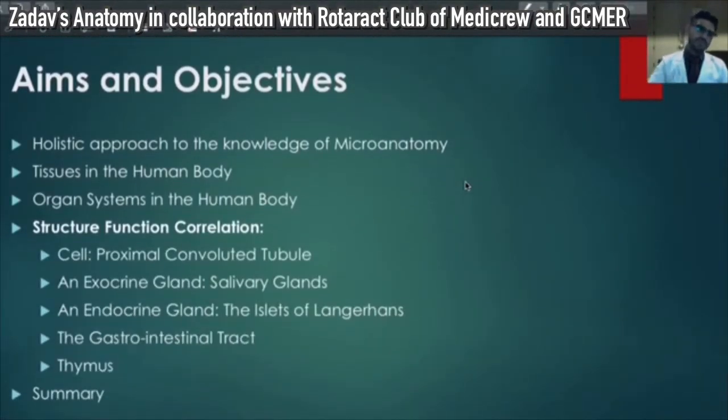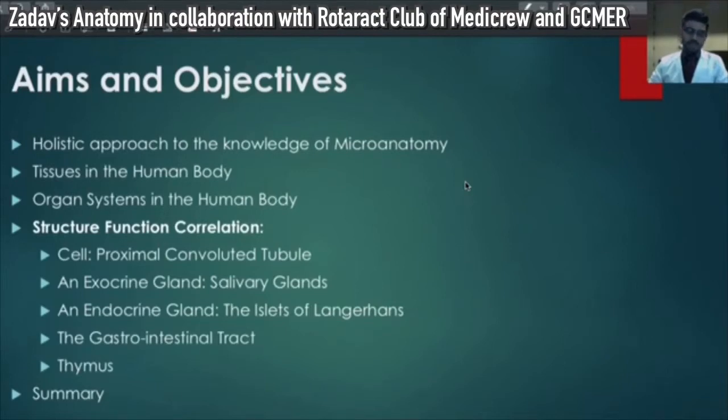The aims and objectives today are, we're going to have a holistic approach to the knowledge of microanatomy. When I say holistic approach, the lecture is not going to deal with multiple points that you have to mug up and remember. It's going to give you a basic wisdom about how to approach a certain kind of tissue when you're studying it, and how knowing a little bit about what the function of that tissue is gives you an insight into why the structure would be in a certain way.